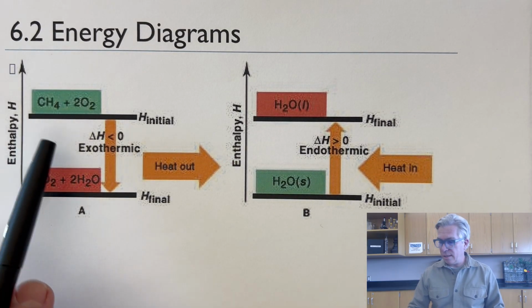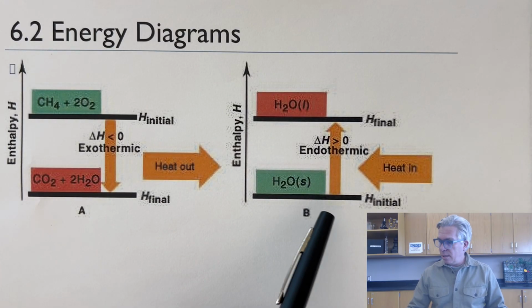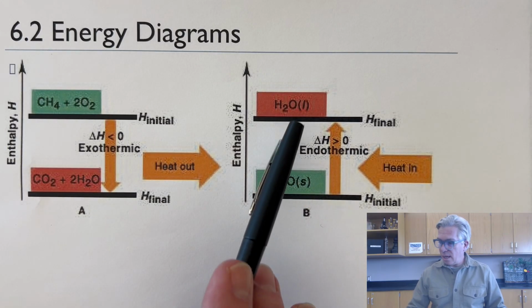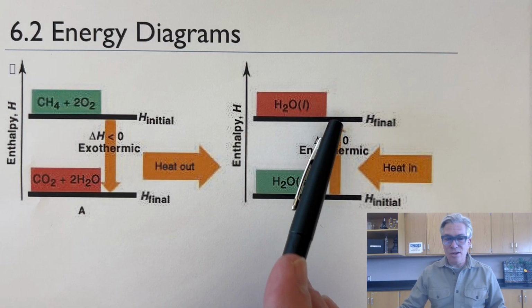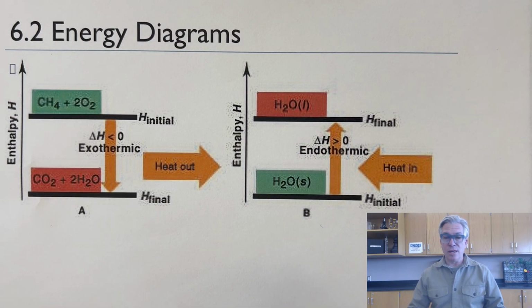So here's again something that's exothermic, giving off some heat coming out, but the change from water solid to water liquid is endothermic. So that's not a chemical change, but that is a phase change, and there's an energy change associated with it. So we can use an energy diagram to show that.